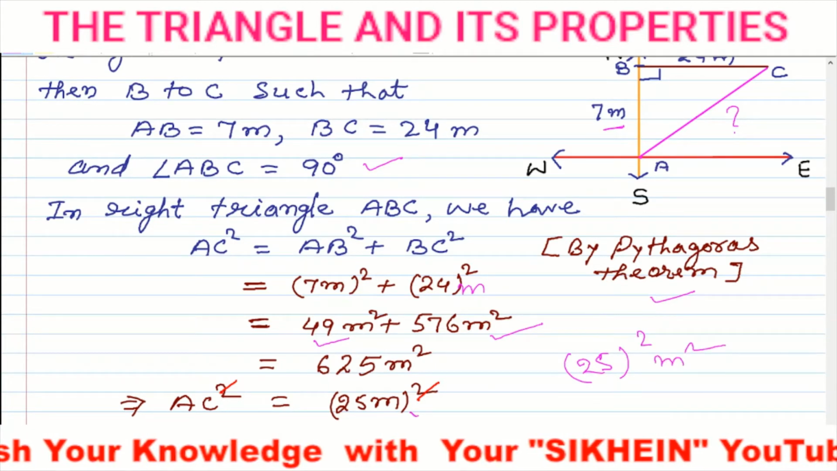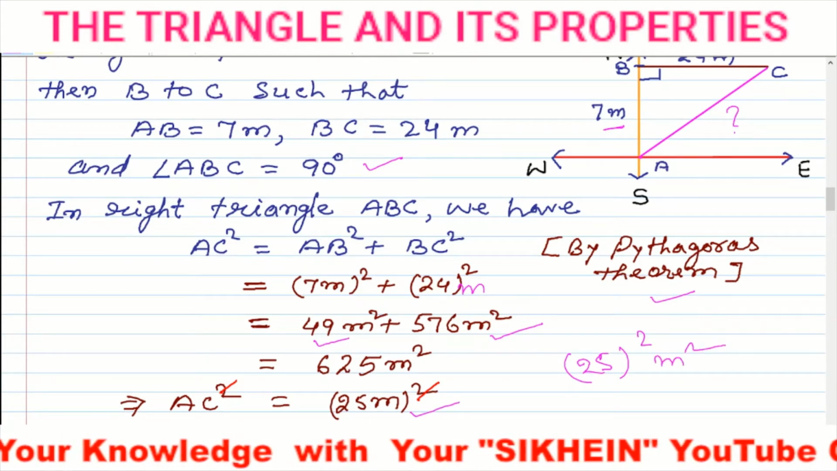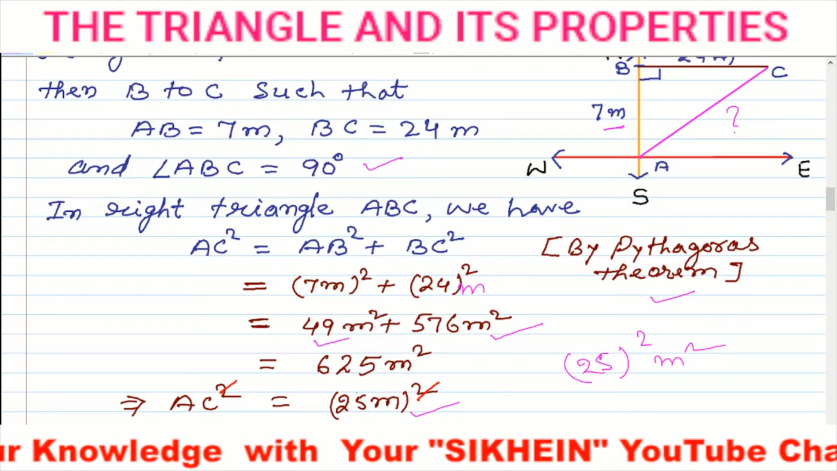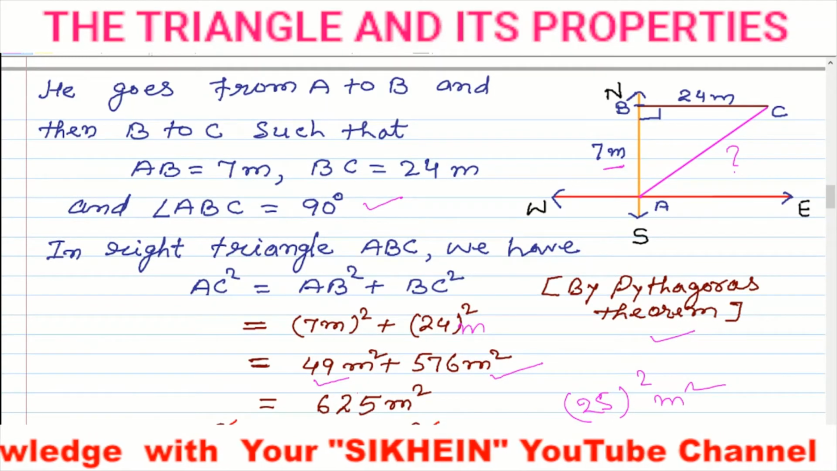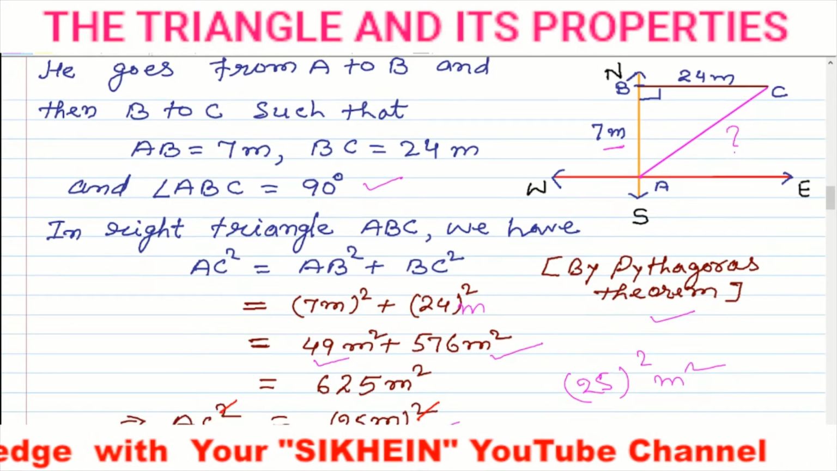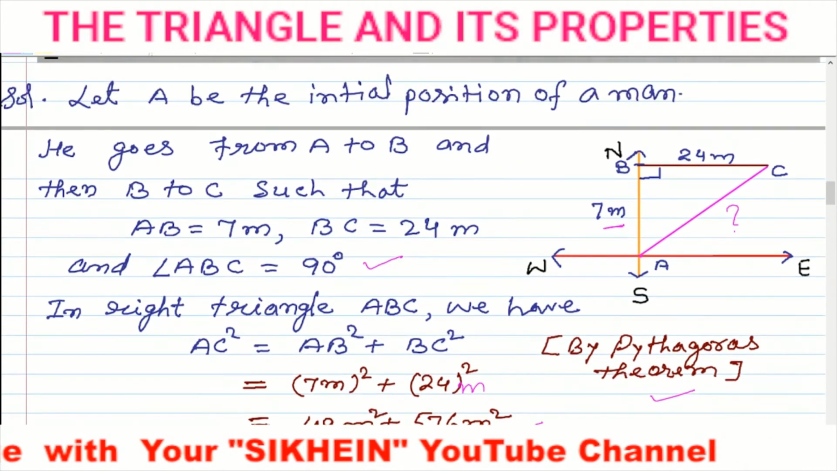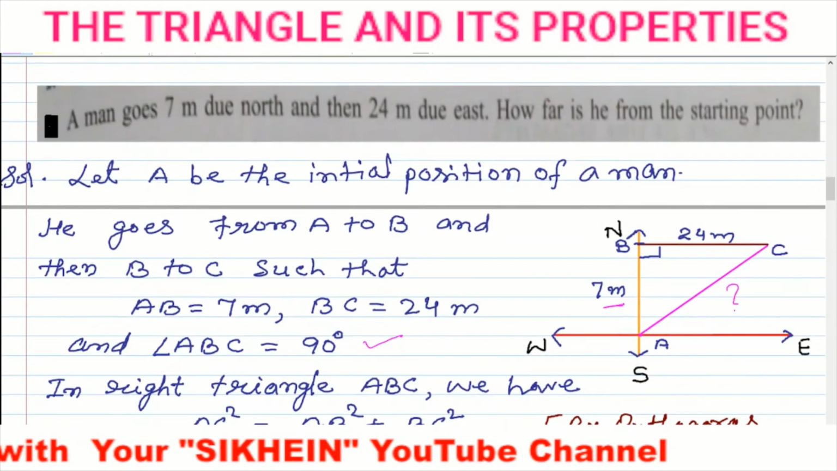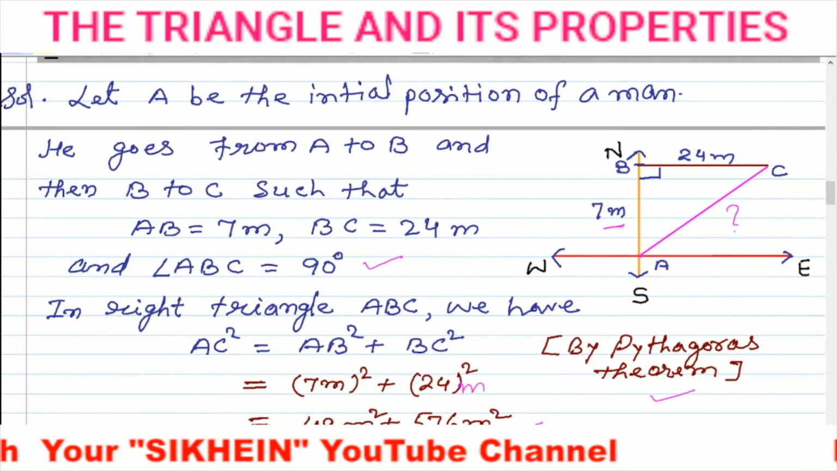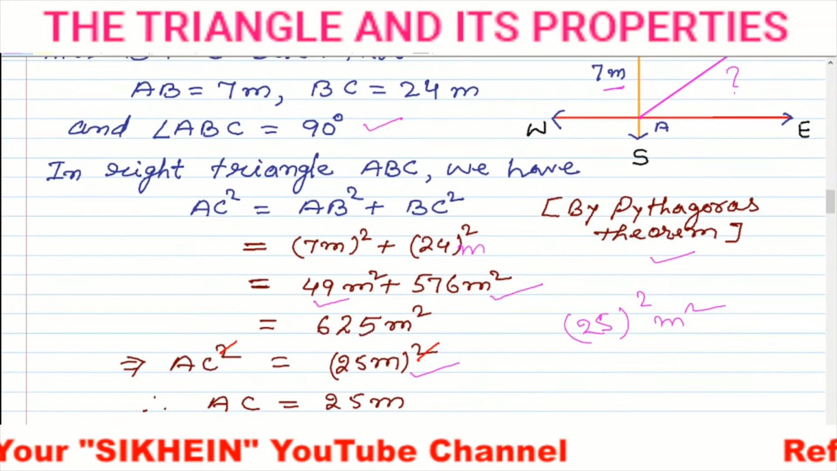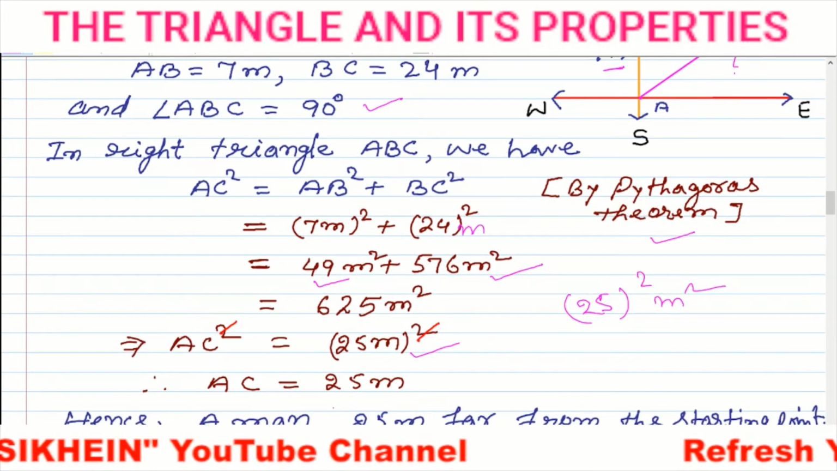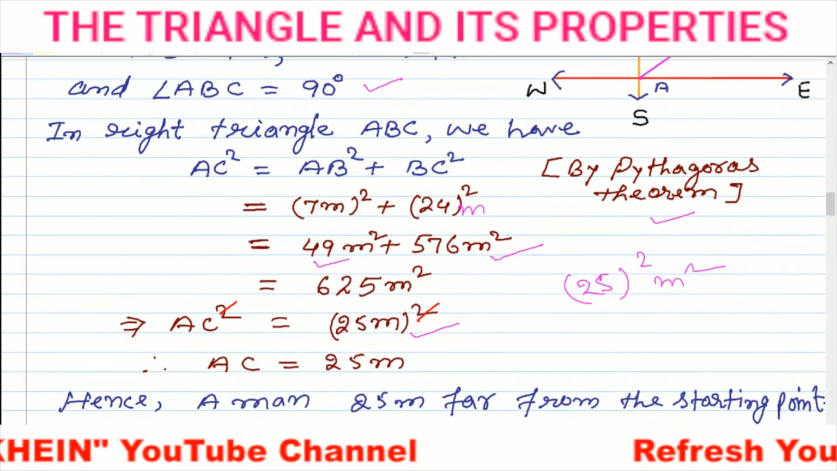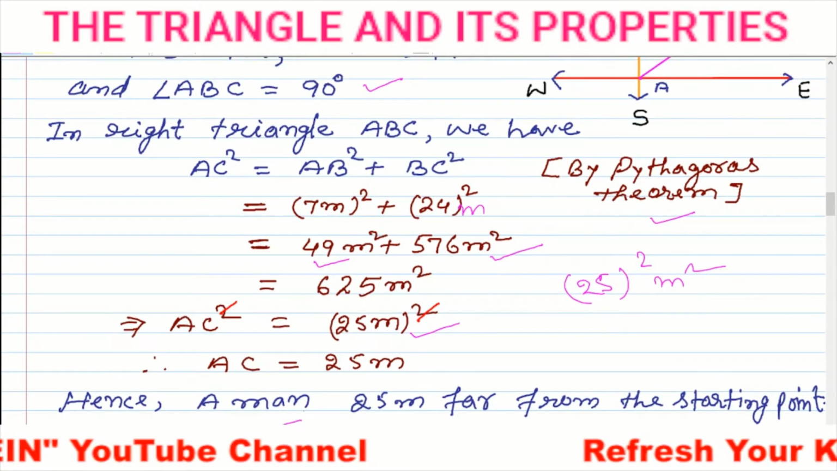So AC equal to 25 meter, right? As like we can find the value asked in the question: how far is he from the starting point? Hence the man is 25 meter far from the starting point.